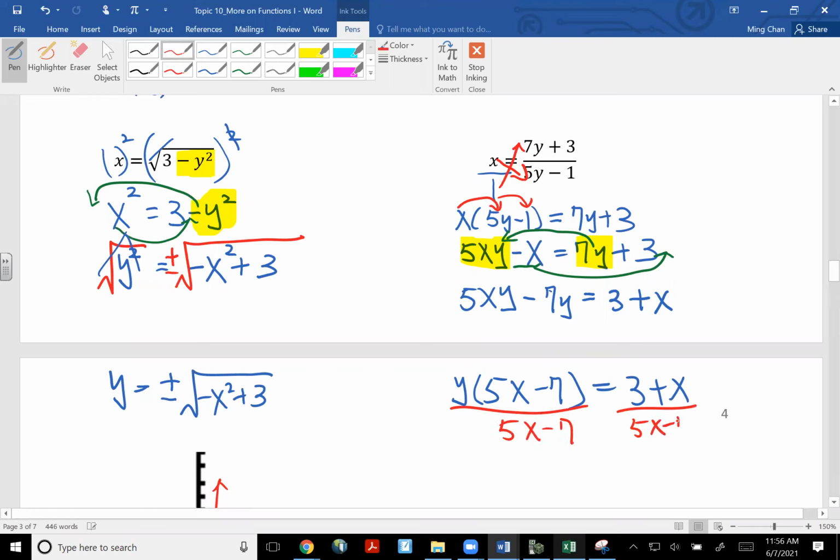So you see, as long as I'm able to get y by itself, and it's not a crazy problem like a positive and negative answer, these should be functions. These are functions. Okay, this is just simply a rational function.